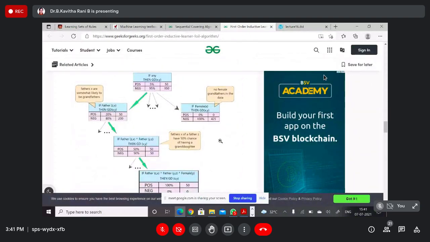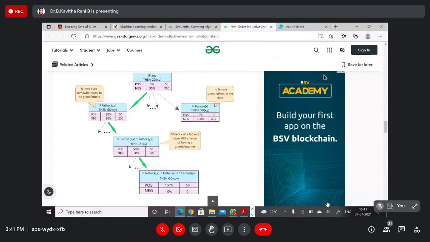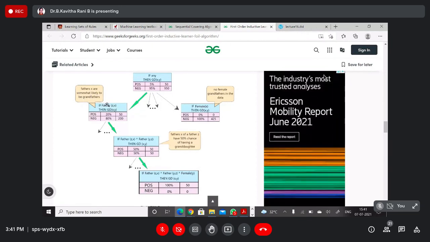So here one example. If any, then GD of x comma y. Is it positive or negative? Okay, so positive, yes, no. So S is nothing but fathers. X are somewhat likely to be grandfathers. If father is z comma x, then GD of x comma y, granddaughter of x comma y. So in this way we will be framing the rules. Okay.